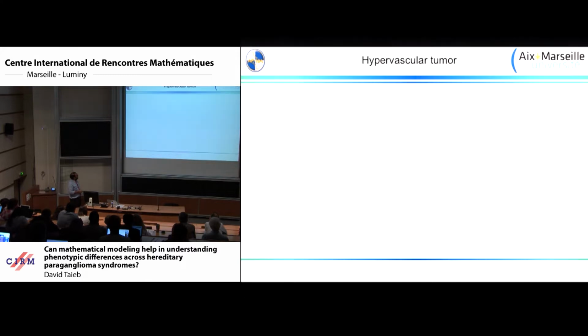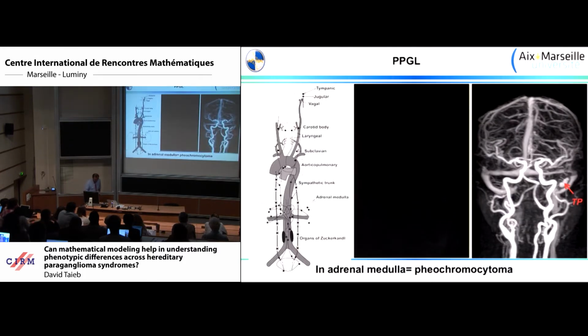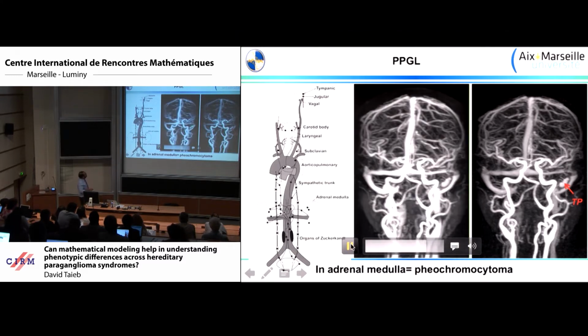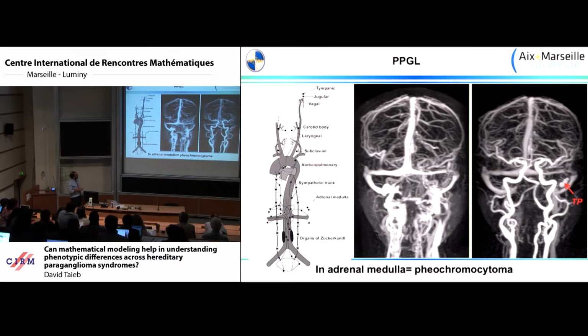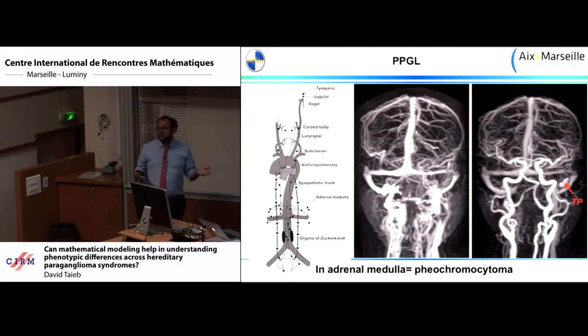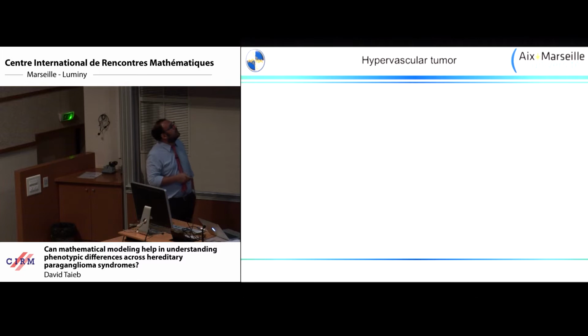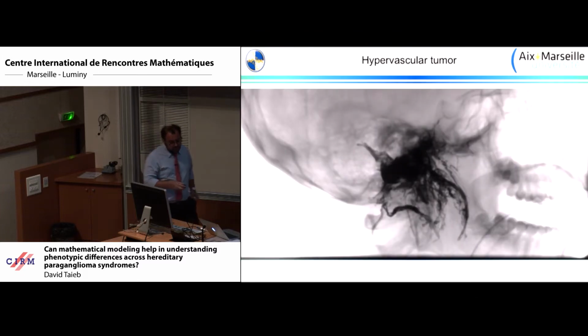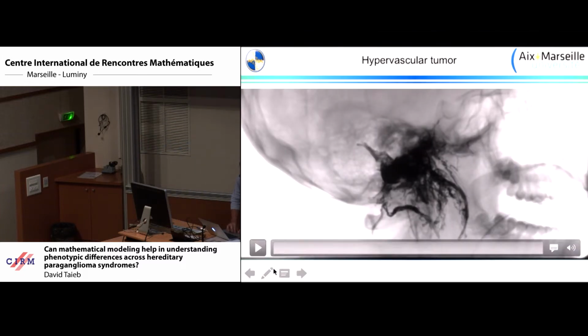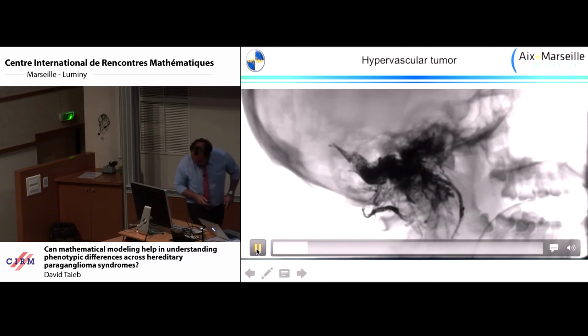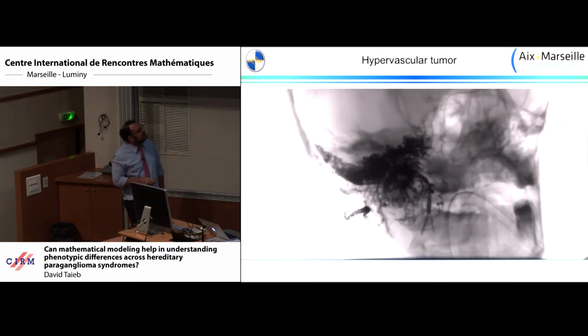It's an angio-MR study. You will see here this is a tumor. When the tumors are located in the adrenal medulla, they are called pheochromocytomas. So the whole family of these tumors is called paraganglioma and pheochromocytoma. These tumors are highly vascularized. Here is an example of an angiography after embolization, and you will see all the vessels.